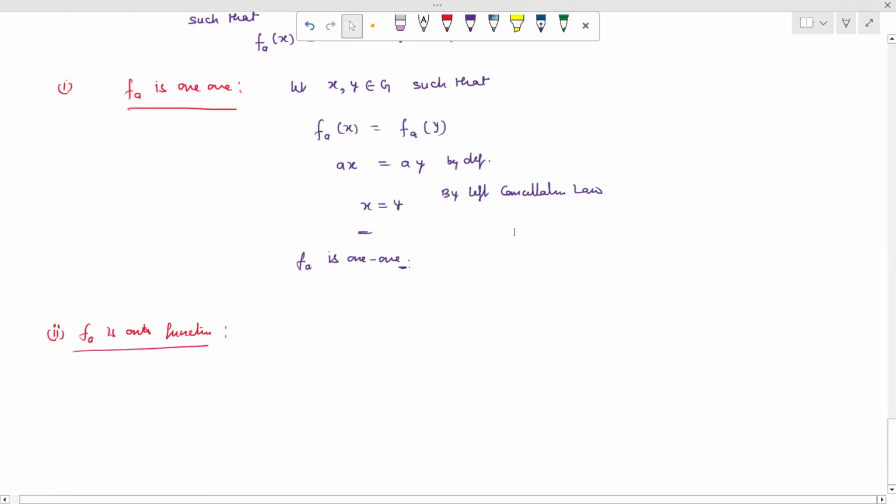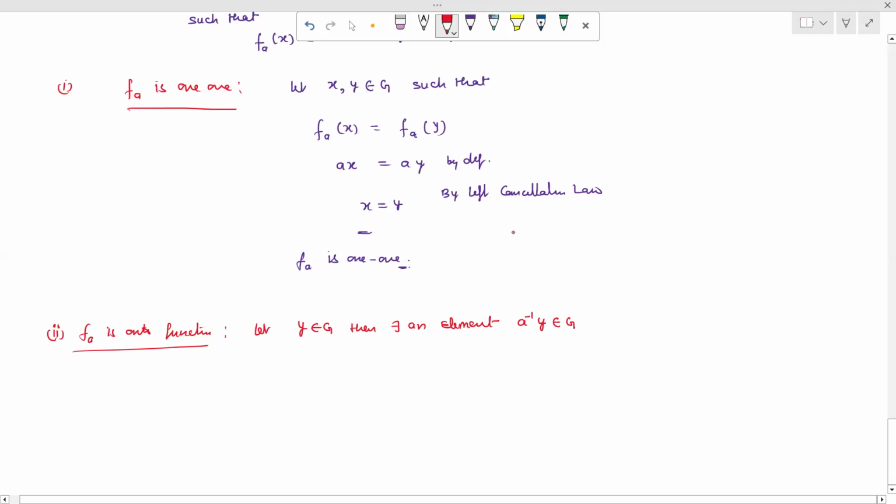Now to prove that, let y be an element which belongs to G. Here we are considering y as ax, so ax belongs to G. Then there exists an element, which element? That is a inverse into y, which also belongs to G.